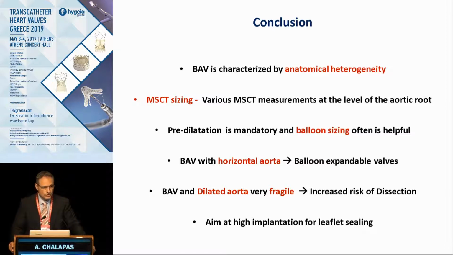When we have a horizontal aorta, we have to use self-expandable valves with caution. When we have dilated aortas, which are more fragile and at high risk of dissection, we have to use balloon expandable valves with caution, especially when we want to oversize them. And we must always aim at high implantation for better leaflet sealing.